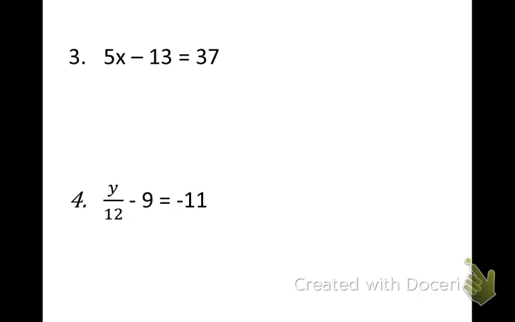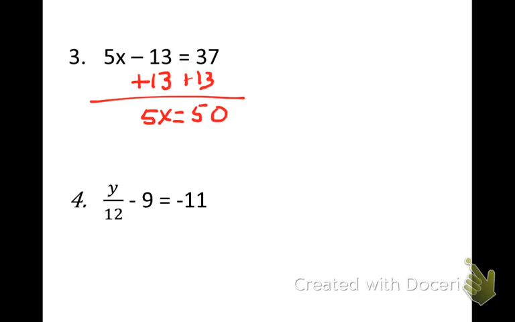Again, we want to get rid of the numbers with the variable, so we're going to add 13 to each side. 5x equals 50. And the opposite of multiply by 5 would be divide by 5. We get x equals 10.